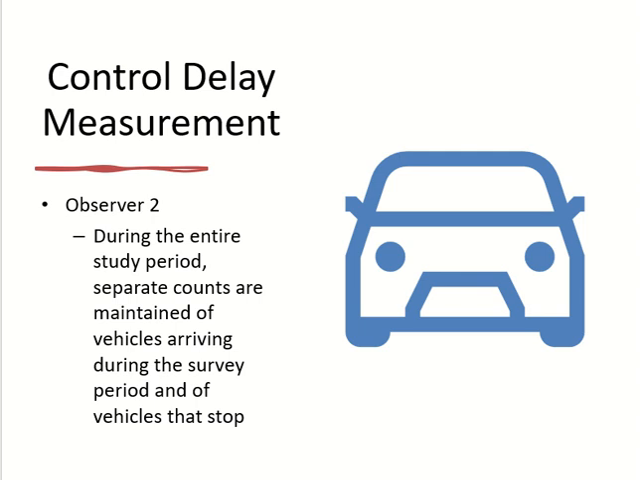Okay? He will add 1 in the vehicles which are coming. If the vehicle stops, he will add 1 in the other column. Add 1 in the other value. So he is taking 2 values: how many vehicles are coming and how many vehicles are stopping.